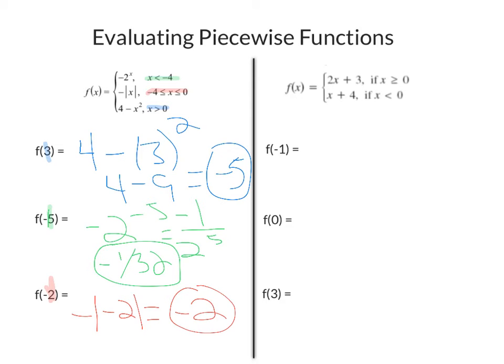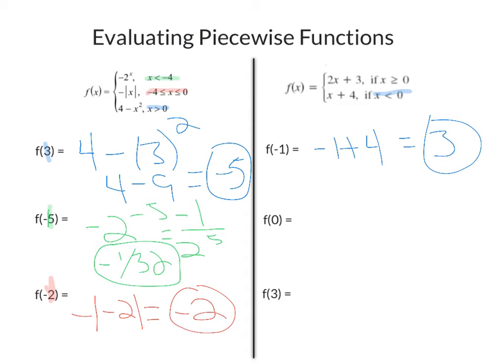Now let's look at our second example. My function again has two parts. If I'm trying to evaluate f of negative 1, well, negative 1 fits into the domain where x is less than 0. So I would use my rule of x plus 4. So I have negative 1 plus 4, or 3. So f of negative 1 is equal to 3.